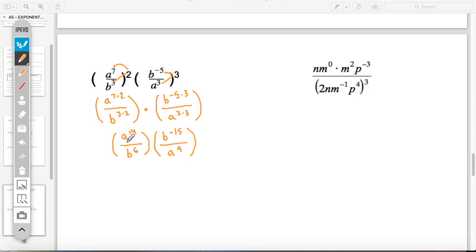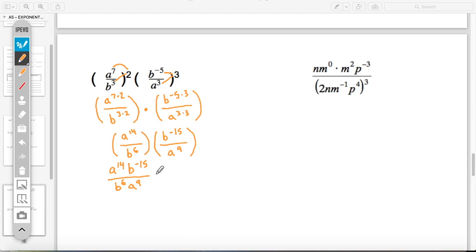Okay, so at this point right here, knowing my properties of fractions, or my operations of fractions, I know I can multiply across the numerator and multiply across the denominator. So I'm going to do that. So I'll rewrite this as a to the 14th times b to the negative 15th divided by b to the 6th a to the 9th. Okay?